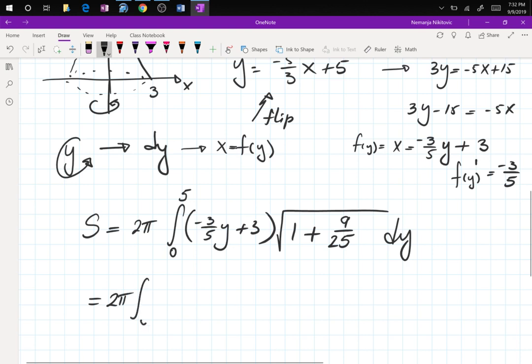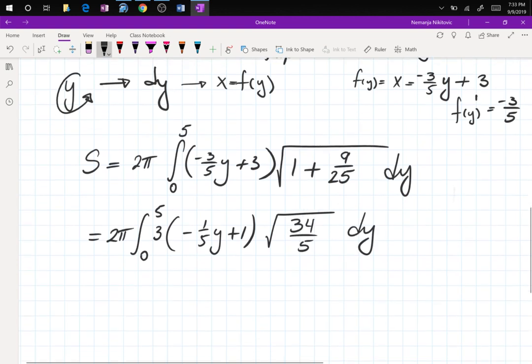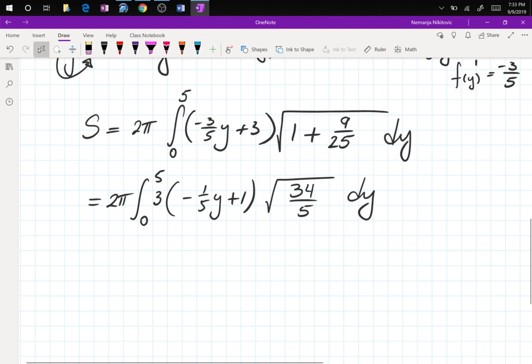2 pi integral 0 to 5. And now I can kick 3 outside in front of the parenthesis. I have negative 1/5 y plus 1. And then over here I have a square root of 25 plus 9 is 34 over 5 dy. And now I'm going to kick all of the 25. Still testing. Just one person is paying attention.